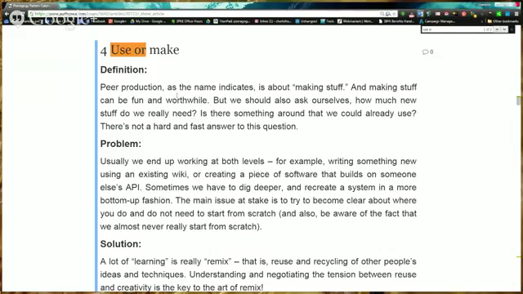Usually we end up working at both levels. For example, writing something new in an existing wiki, or creating a piece of software that builds on someone else's API. Sometimes we have to dig deeper and recreate a system in a more bottom-up fashion. The main issue at stake is to try to become clear where you do and do not need to start from scratch, and also be aware of the fact that we almost never really start from scratch.